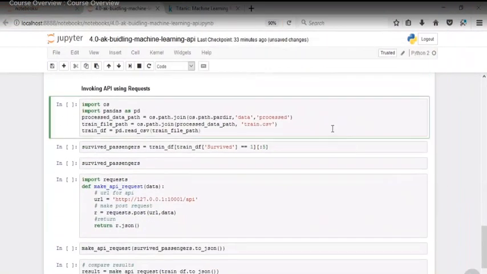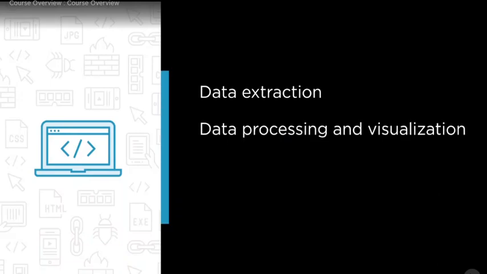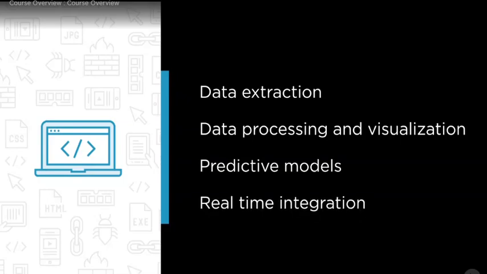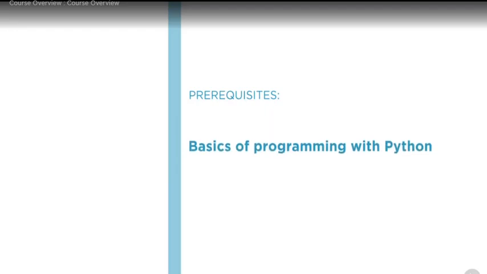In this course, we will dive into various phases of a data science project, such as data extraction, data processing and visualization, building, evaluating and fine-tuning predictive models, and finally exposing your predictive models as APIs for real-time integration. The only prerequisite to this course is that you should be familiar with the basics of programming with Python.